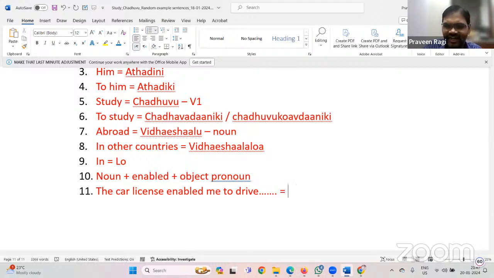Drive means nadapadaniki, or drive cheyadaniki. So, to drive. The car license, it is the same.